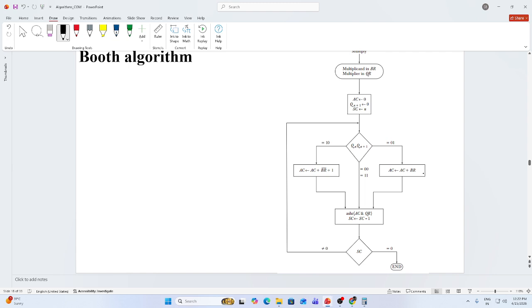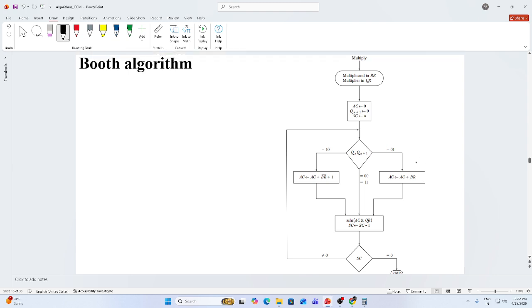This is a simple algorithm for the multiplier. Having initialized this, we have the multiplicand in BR and the multiplier in QR. This is the initialization step I just told you: AC initialized with 0, Qn plus 1 initialized with 0, and SC initialized with n. So n times we need to repeat this process. n is nothing but 5 here, in this example I am taking 5 bits. n is the number of bits of the multiplier.